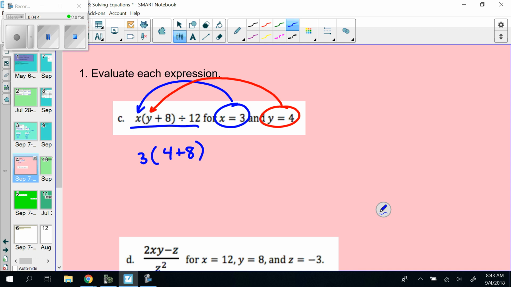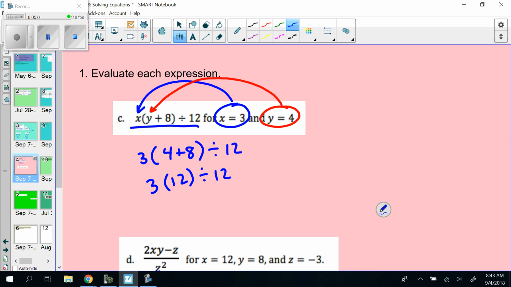Now it's just like before of going through and working PEMDAS and getting the answer. So plugging those in, we're working the parentheses. We got 4 plus 8 is 12. We want to start with those parentheses.